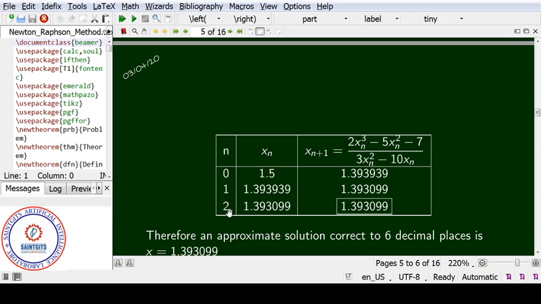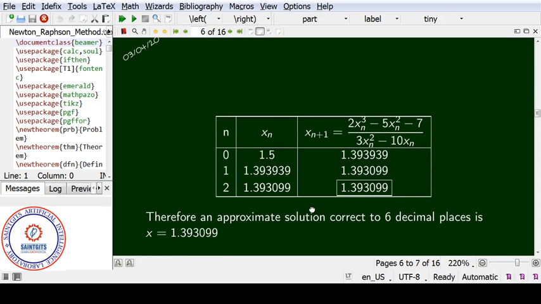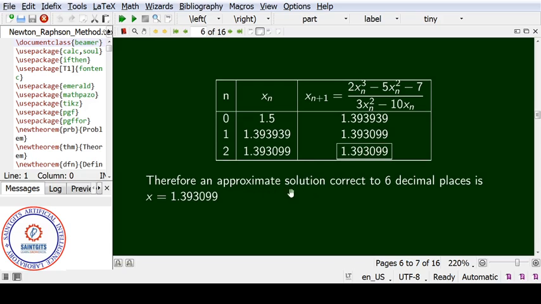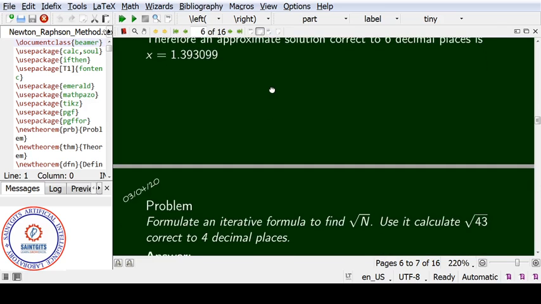But up to the second iteration we got xn and the next approximation xn plus 1 the same. That is the advantage of the Newton-Raphson method. The Newton-Raphson method converges fast compared to other iterative methods like bisection, secant method or regula falsi, etc. So therefore an approximate solution corrected to 6 decimal places. See here 1, 2, 3, 4, 5 and 6. All the 6 decimal places are equal in this approximation, and therefore the 6 decimal place correct solution is x equal to 1.393099.